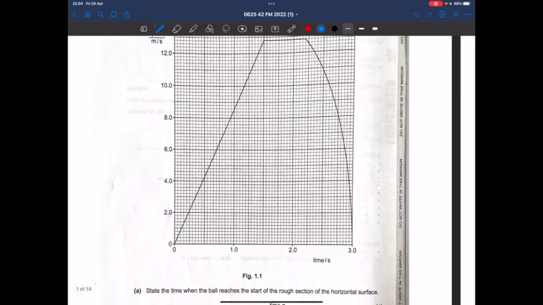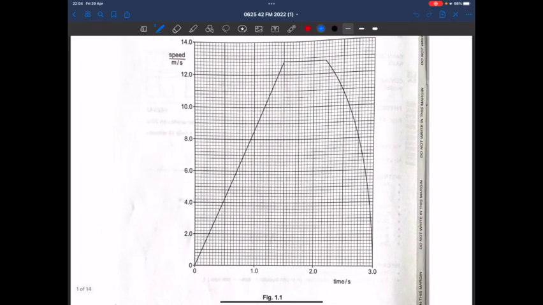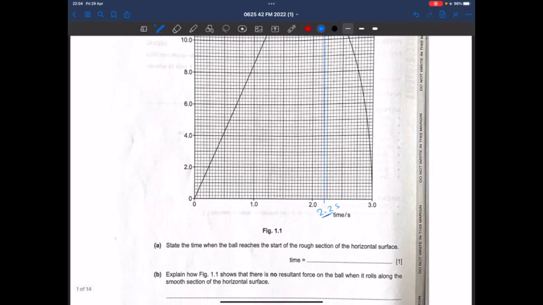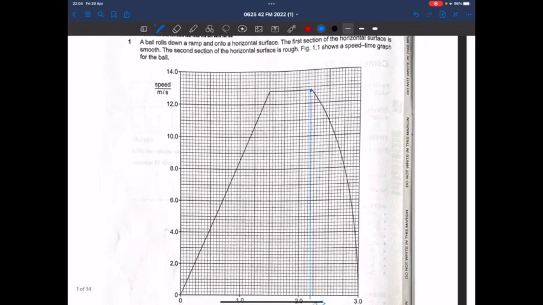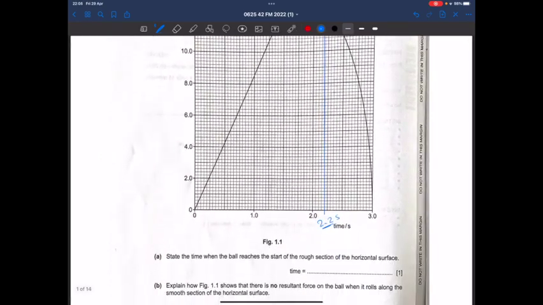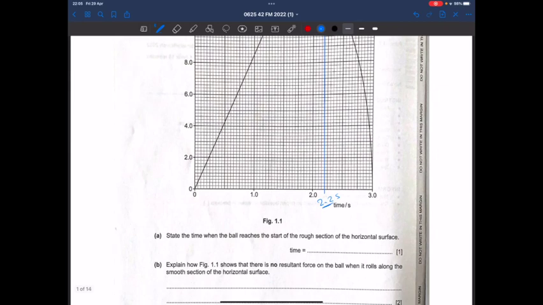So I can write that the time can be given at this point, as you see here. Then I can extend a straight line down. Yeah, I can read it. It looks like it's 2.2 seconds. So at 2.2 seconds, the speed decreased. It means we get inside the rough section. So I'm going to write 2.2 seconds.